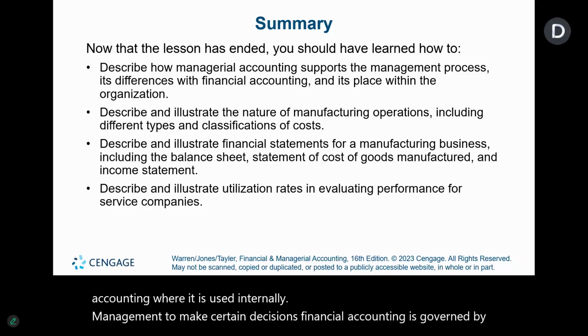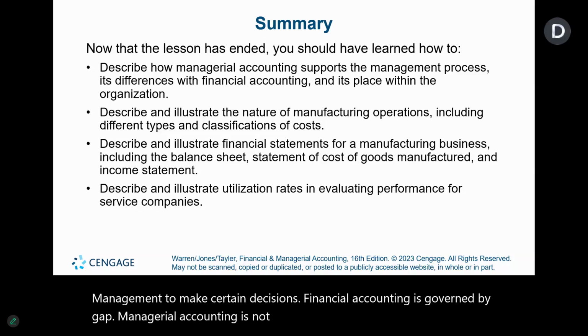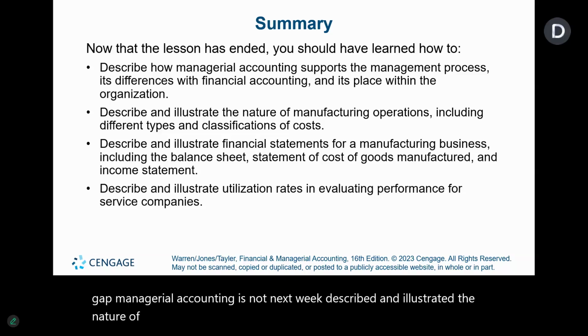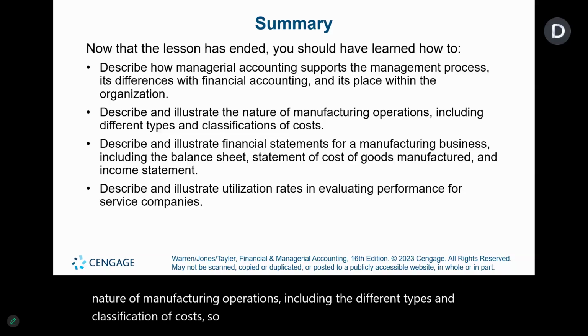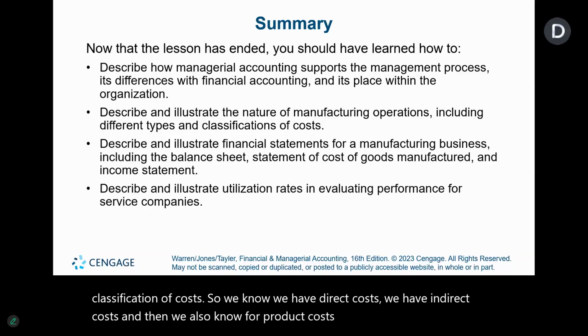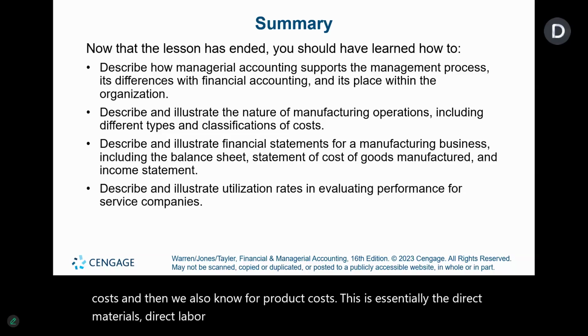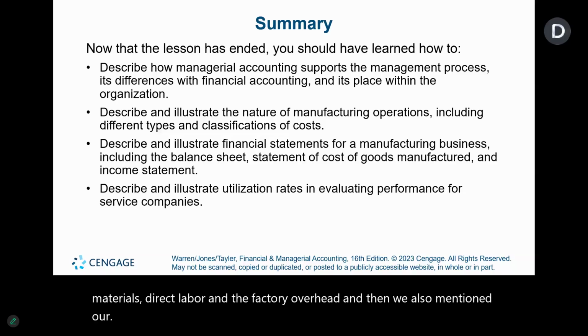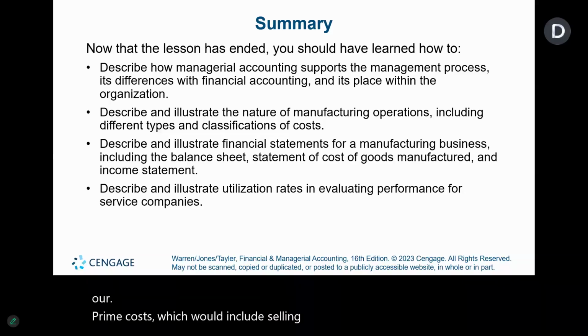Managerial accounting is not. Next, we described and illustrated the nature of manufacturing operations, including the different types and classification of costs. So we know we have direct costs, we have indirect costs, and for product costs, this is essentially the direct materials, direct labor, and the factory overhead. And then we also mentioned our prime costs, which would include selling and administrative expenses.